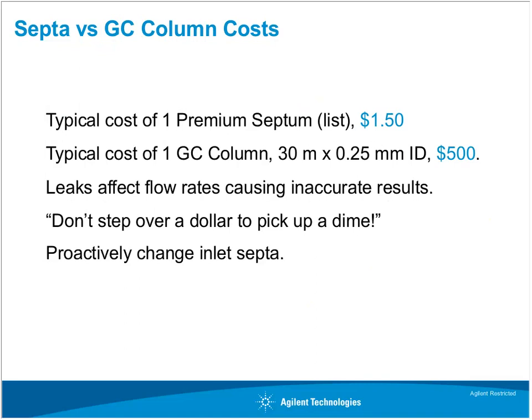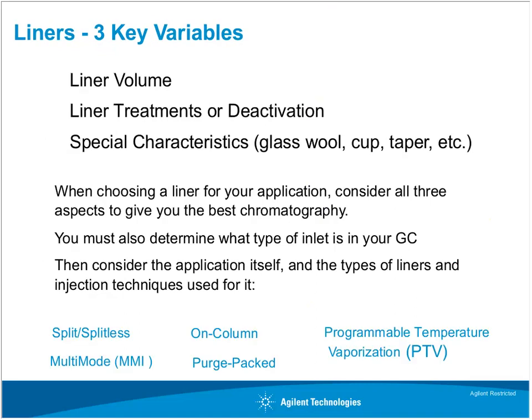So again, you want to start with a good septa, change it often. The typical cost of a premium septa is about $1.50 as opposed to your column. And again, it only takes a little bit of a leak to destroy a column. So just be proactive, change it frequently, and make sure that you're using a good septa. You could also get coring, and that could get in your inlet and help with degradation of sample and things like that. So there's a whole bunch of other issues that can come from the inlet septa itself.